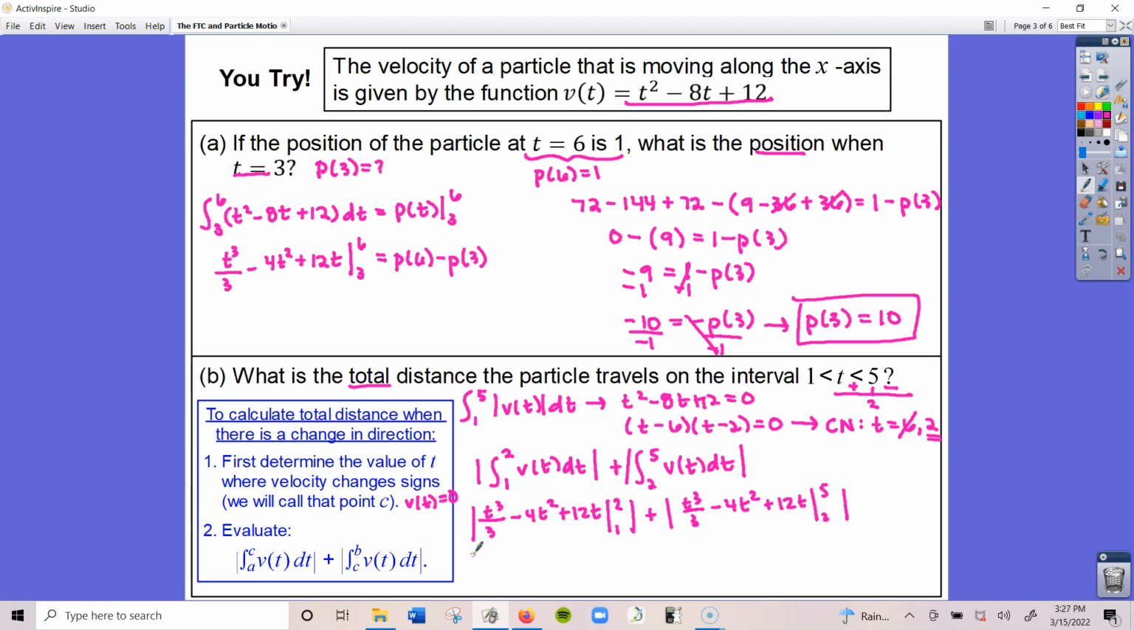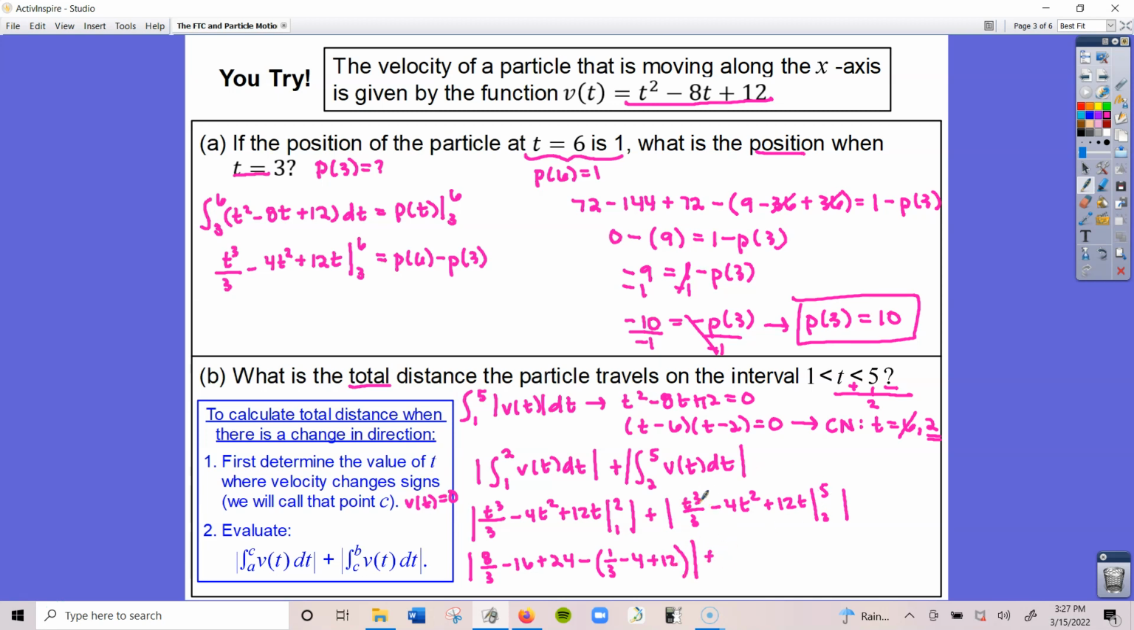Plug in the 2. We get here 2 to the third is 8 over 3 minus 2 squared is 4 times 4 is 16 plus 12 times 2 is 24 plus, now, oh, nope, not yet. I only plugged in 2. I need to plug in the 1 now. So minus, when I plug in 1, this will be 1 to the third minus 4 plus 12.